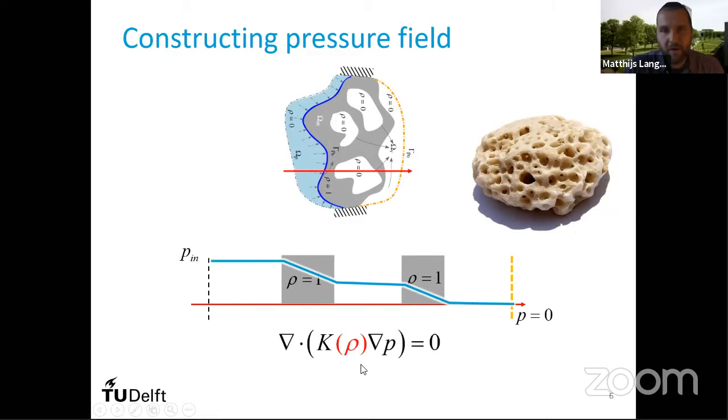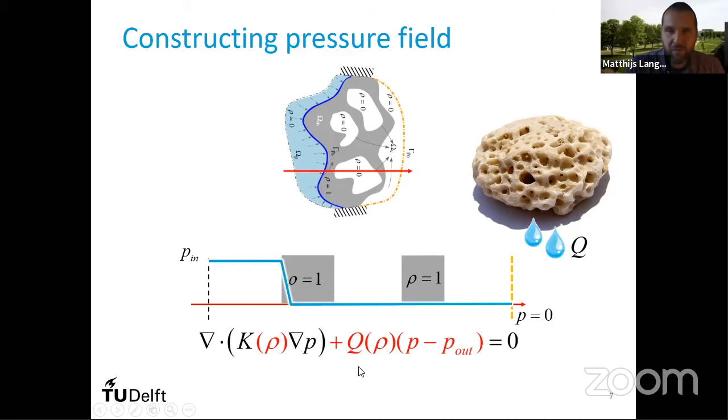And if we solve our PDE for the pressures with a density-dependent flow coefficient, we get a pressure distribution like this. This is not quite what we like, because there's a pressure at the exposed surface, but there's also a non-zero pressure at an internal surface, and that is not realistic.